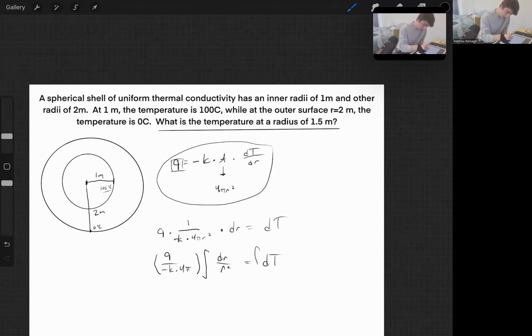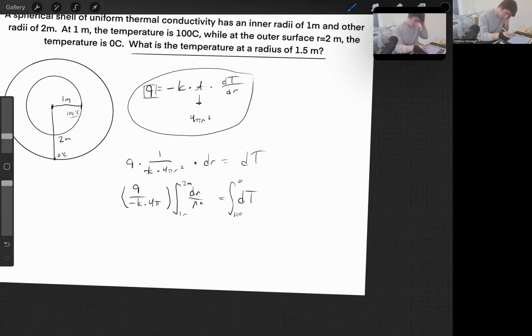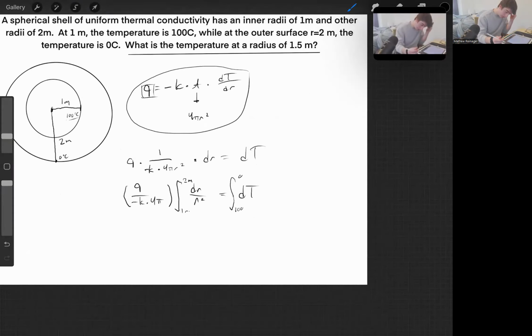And this is easy because we're actually given the bounds for both of these integrals. For the radius, we have the inner radius, which is at 1 meter, that's the beginning, and then our outer radius, which is 2 meters. For the change of temperature, we know that initially it's at 100 degrees Celsius and that it goes to 0 degrees Celsius. So integrating, the integration of a constant just gives us T. In this case, this would be 0 minus 100 degrees Celsius.